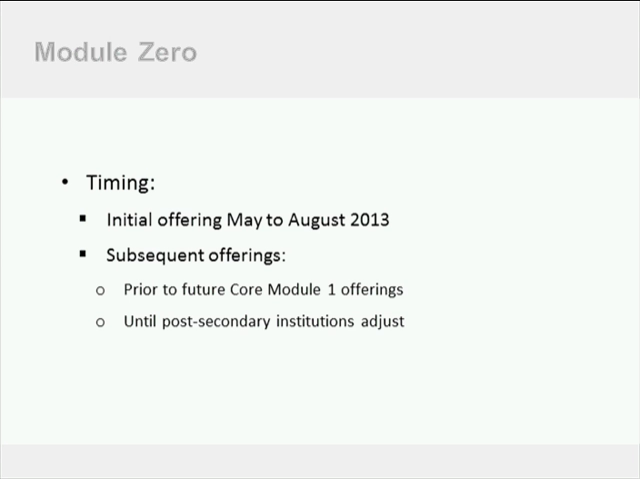Now with respect to timing, the initial offering of Module 0 runs through the coming summer. So candidates will have access to Module 0 materials beginning today, that's May 13th, all the way through August 30th of this year. And then there will be subsequent offerings of Module 0, and their timing is going to coincide with future offerings of CPA Core Module 1. So we can't say for sure how many times Module 0 will be offered, but we can definitely commit to continuing to offer it until CPA prerequisite courses have been established at post-secondary institutions.